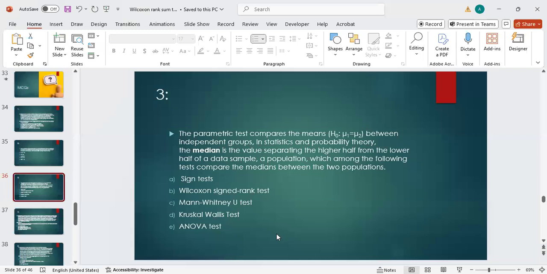The parametric test compares the means, H naught: mu1 equals mu2, between the independent groups. In statistics and probability theory, the median is the value separating the higher half from the lower half of a data sample or population. Which among the following tests compares the median between two populations? Sign test, Wilcoxon signed rank test, Mann Whitney U test, Kruskal Wallis test, and ANOVA test. C is the right answer.